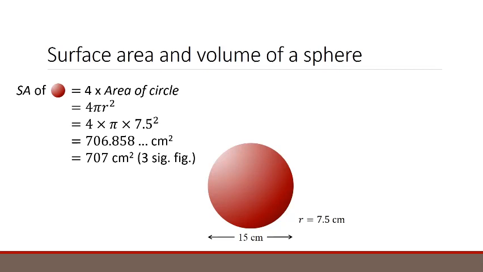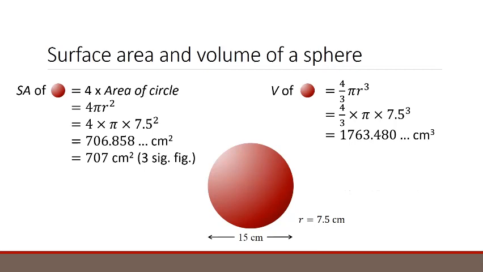And what about the volume? The volume is a new formula. It's 4/3 pi r cubed. So 4/3 times pi times the radius cubed, which is 7.5 cubed. And again, using a calculator, we end up with 1,763.480, and the digits keep going, in centimetres cubed, which to the nearest centimetre cubed is 1,763 centimetres cubed.